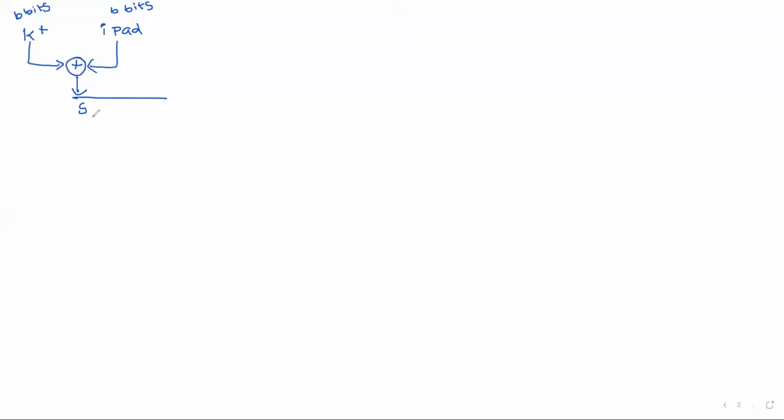Assume this is Si. Si is the bits that are generated. What is the size of Si? B bits. K plus is B bits, ipad is B bits. After performing the XOR operation, the result is also B bits.